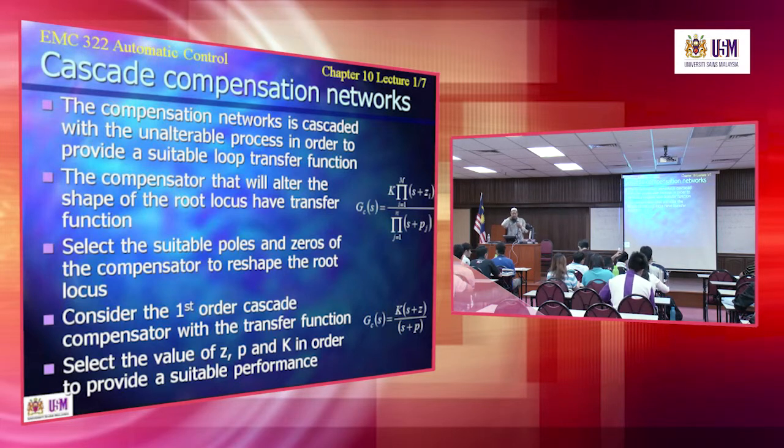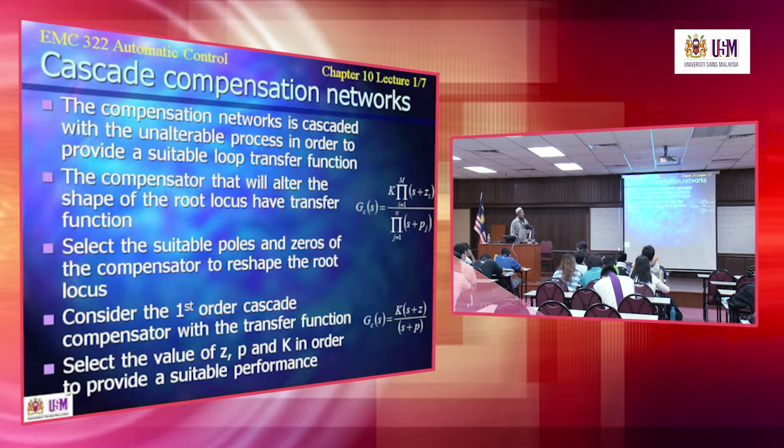So the compensator that will alter the shape of the root locus has a transfer function like this. Okay? So basically, the compensator transfer function, which is the GC, normally has the general form like this, where we will have a gain, normally a proportional gain K, and then we may or may not have zeros, either one zero or multiple zeros, and we may also have poles, or multiple poles, okay.